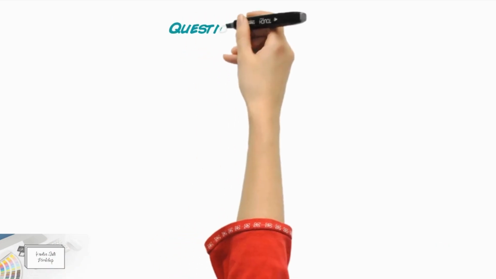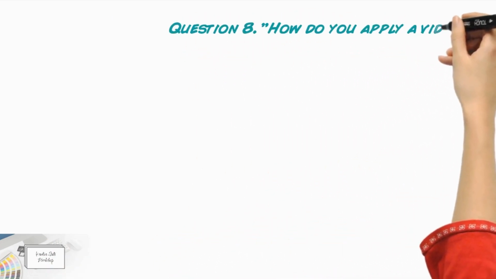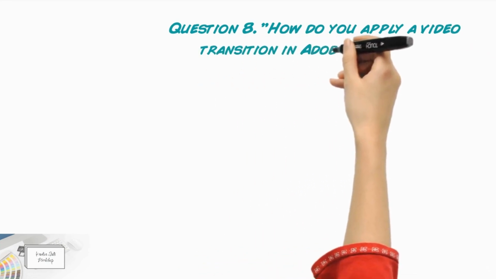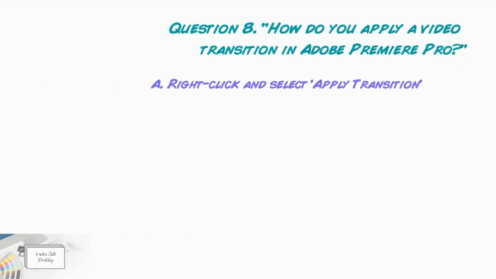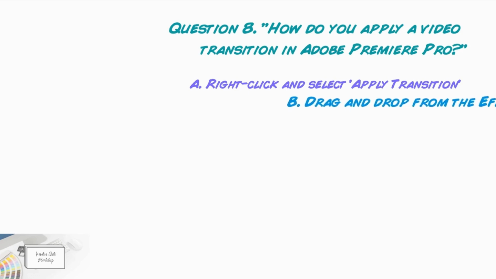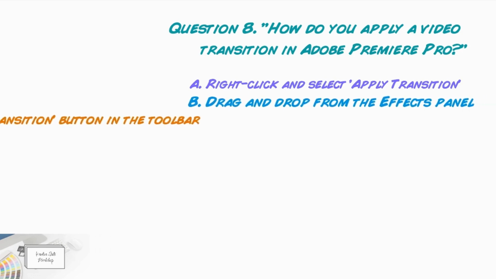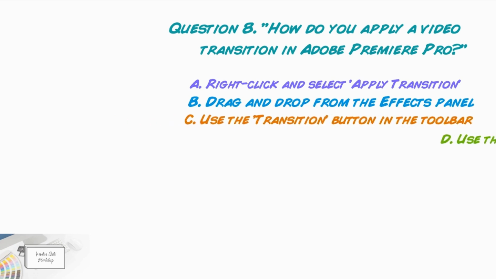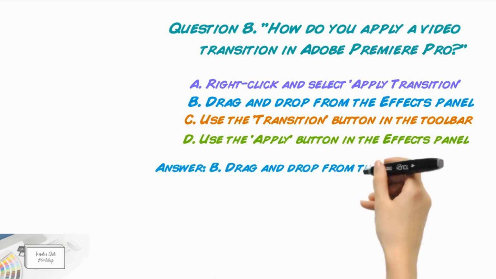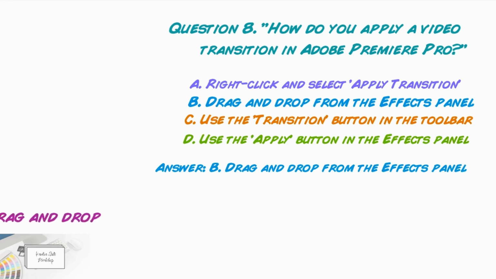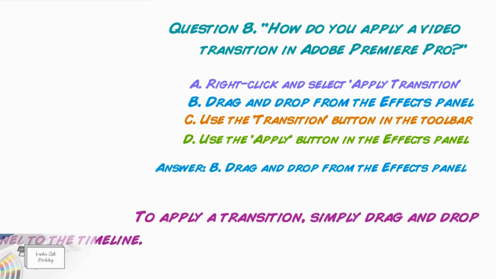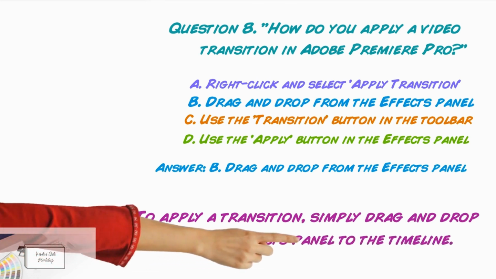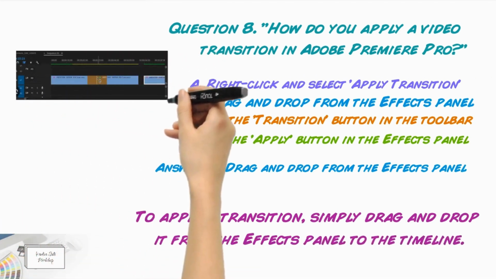Question 8. How do you apply a video transition in Adobe Premiere Pro? A. Right-click and select Apply Transition. B. Drag and drop from the Effects panel. C. Use the Transition button in the toolbar. D. Use the Apply button in the Effects panel. Answer: B. Drag and drop from the Effects panel. To apply a transition, simply drag and drop it from the Effects panel to the timeline.